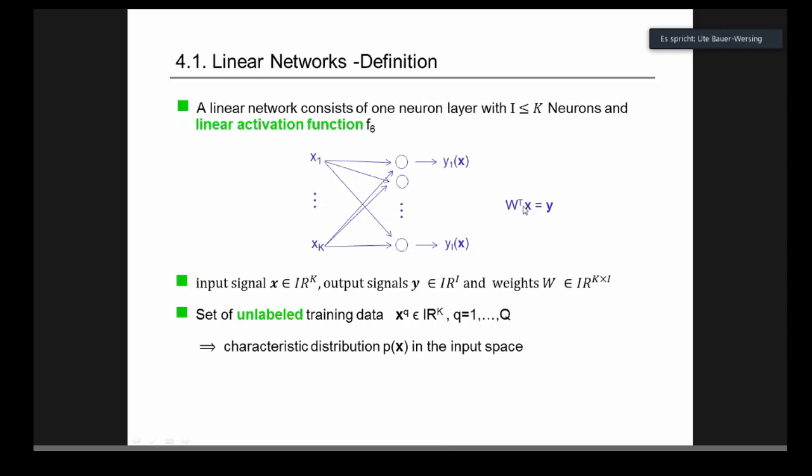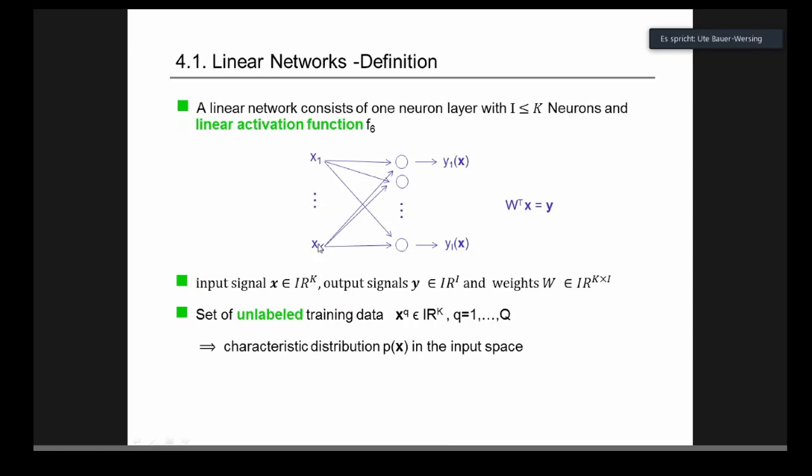And we know from chapter 2, we can rewrite this quite easily into matrix notation. So we take the weight vectors of the different neurons and make them the columns in a weight matrix. And so we are calculating the output of this network by simply transposing the weight matrix and multiplying it with the inputs. This is pretty simple since we have a linear activation function. There is no nonlinearity involved in that.